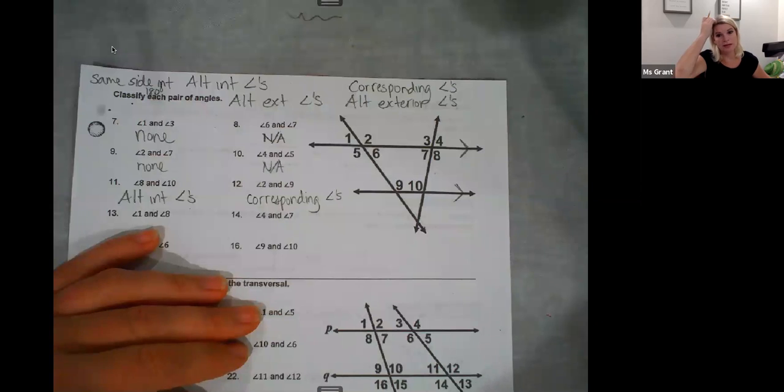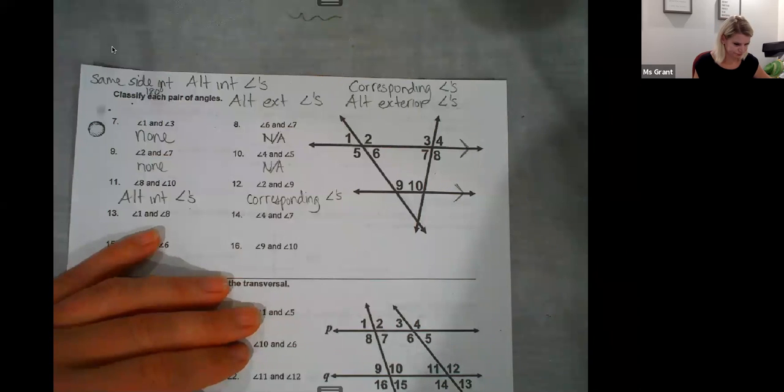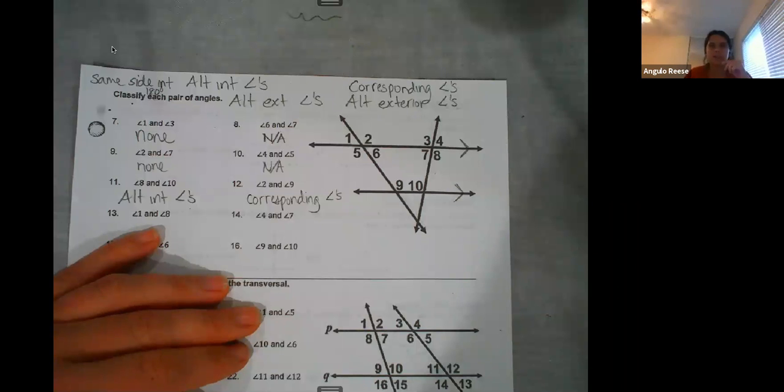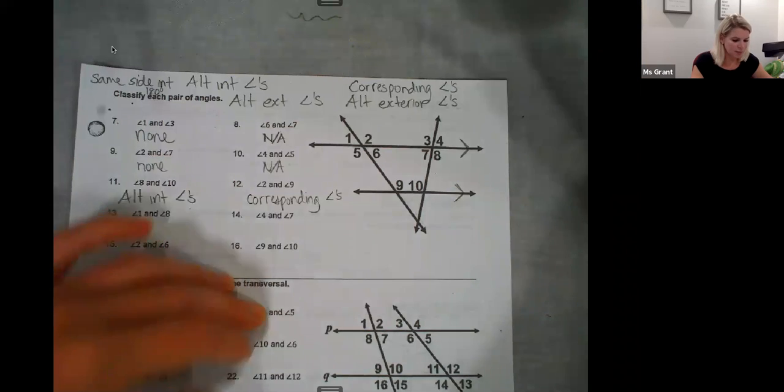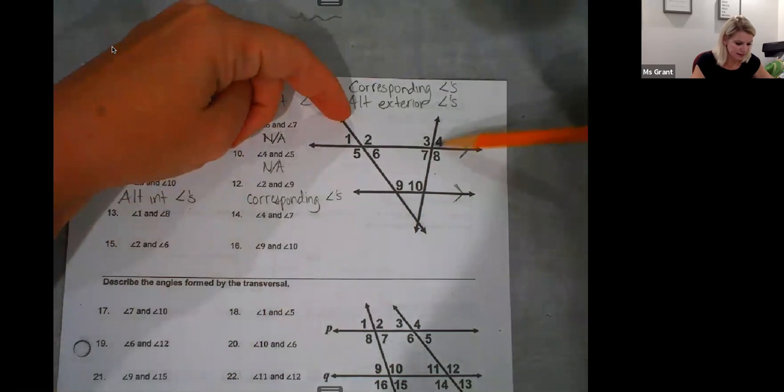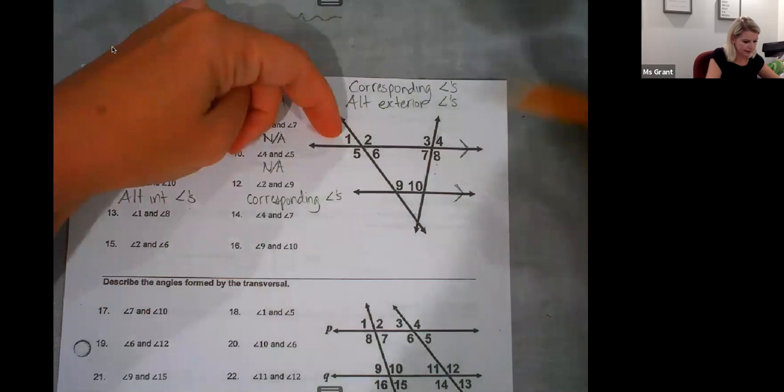I've heard from everybody whose hands are up. Reese. Is it all exterior? It's not, because they're not parallel lines. This line and this line are really an issue because they're not the parallel lines. 8 and 1 have nothing.